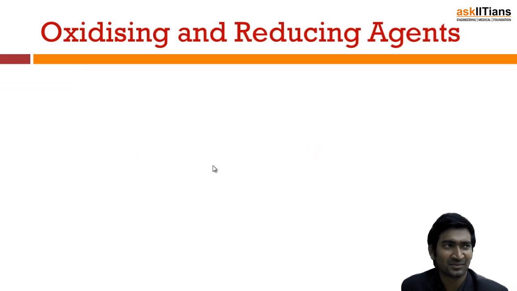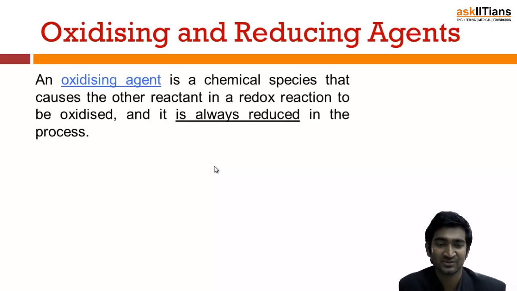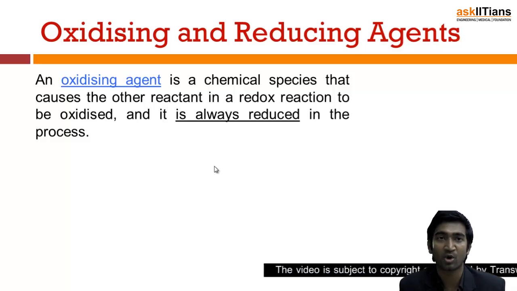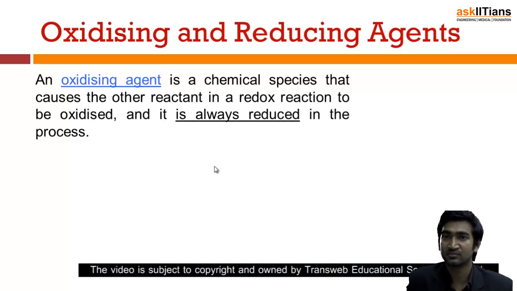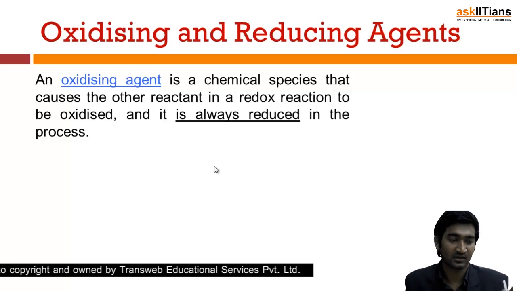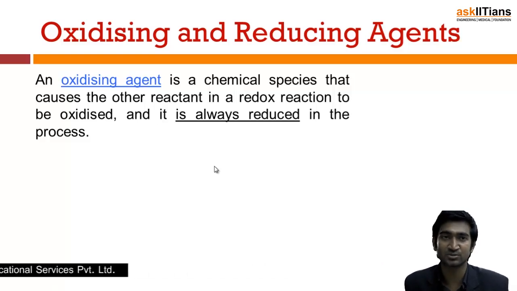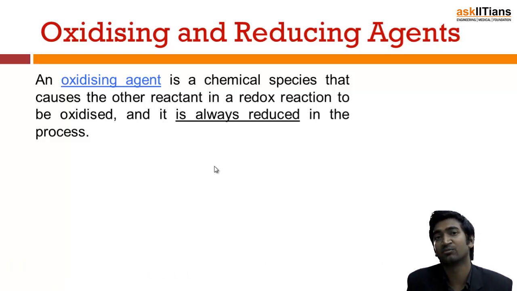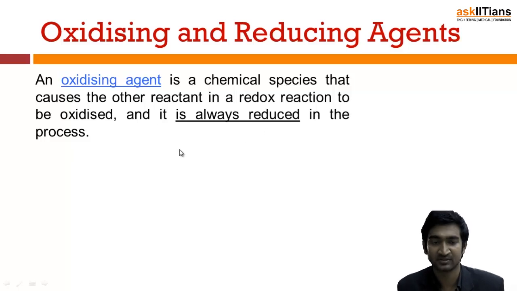They are also known as what? Oxidizing agents and reducing agents. So what is an oxidizing agent? It's a chemical species that causes the other reactant to be oxidized. Suppose I'm A, I'm B. If I say A is an oxidizing agent, it means A will oxidize something other, and itself will get reduced. So it is always reduced in the process.